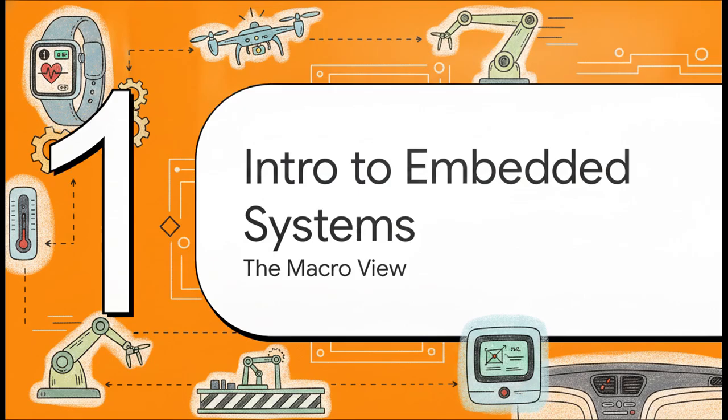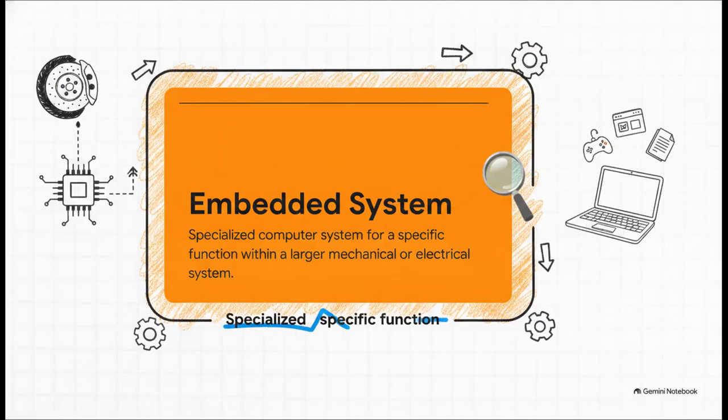This is our macro view. Okay, so if your professor hits you with a short answer question asking for a pure definition, here is exactly what you need to remember. An embedded system is a specialized computer system designed to perform a specific function within a larger mechanical or electrical system. Now, the absolute key words you want to drill into your brain are specialized and specific function.